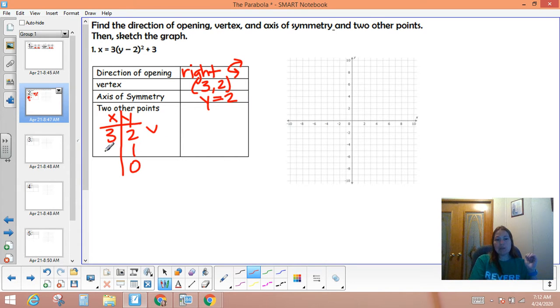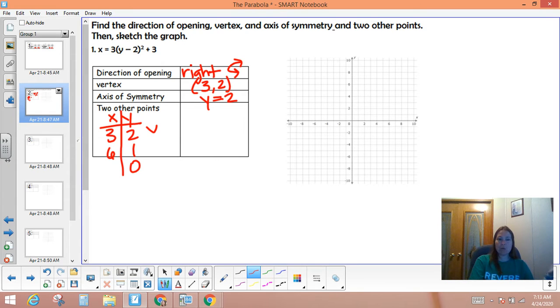Okay, so to get these x values, we have to plug in the 1, get an answer, plug in the 0, get an answer. So just in our head, we can do that. We can write it out on paper, or we can use the table feature of the calculator. Take your pick. All right, so if I plug in a 1, 1 minus 2 is -1. -1 squared is +1. +1 times 3 is 3. 3 plus 3 is 6.